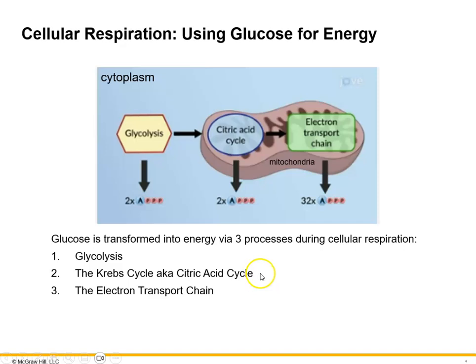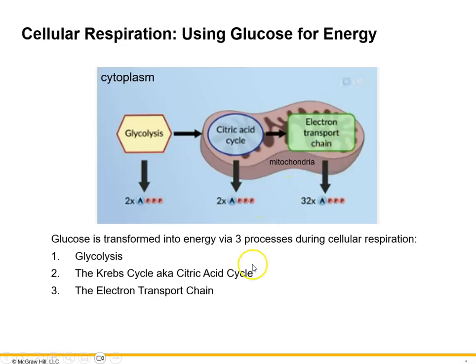Another thing I want to point out while we're here is these 3 steps are not all happening in the same part of the cell. So our first step, glycolysis, is actually out here in the cytoplasm. And then we enter the mitochondria. That's where we will begin our Krebs cycle or citric acid cycle. And we're still in the mitochondria for the 3rd step of cellular respiration, which is the electron transport chain.